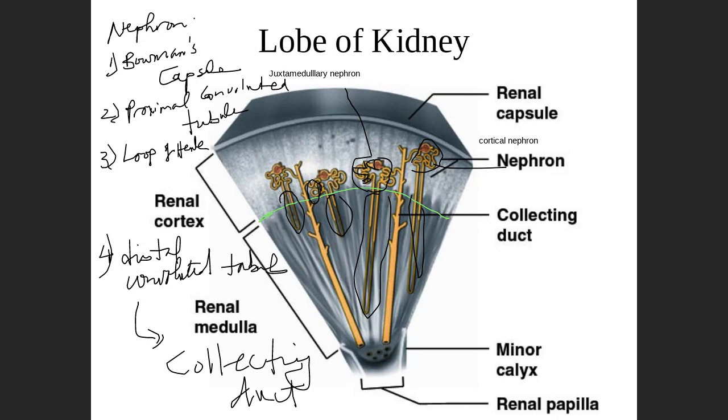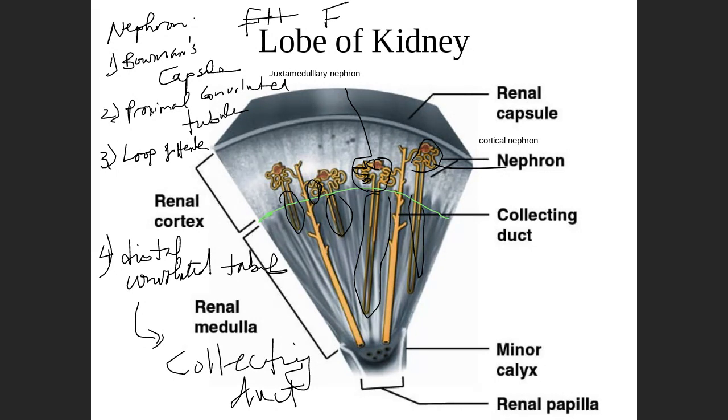Usually what you see is that there's a fluid that flows from the Bowman's capsule to the proximal convoluted tubule, to the loop of Henle, to the distal convoluted tubule. That liquid is known as filtrate. It's the product of filtration, known as the filtrate.